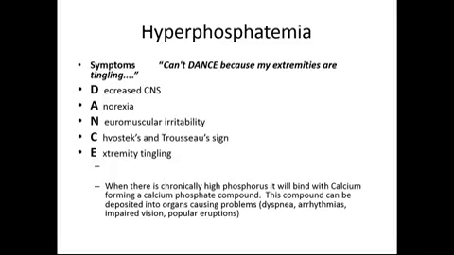When we're looking at hyperphosphatemia, we are looking at an increase of symptoms, an increase of metabolic neurologic activity. Kind of. We see a decrease in CNS and an anorexia, so those really don't. But we see a neuromuscular irritability. Why do you think we're seeing Chvostek's, Trousseau sign, extremity tingling, decreased CNS, anorexia? Where do you think that might come from?